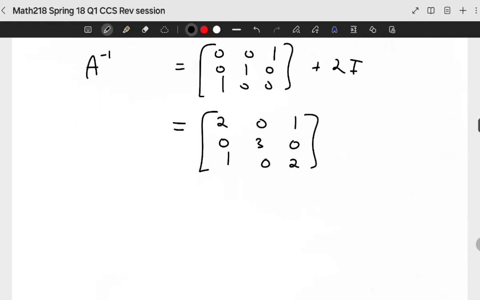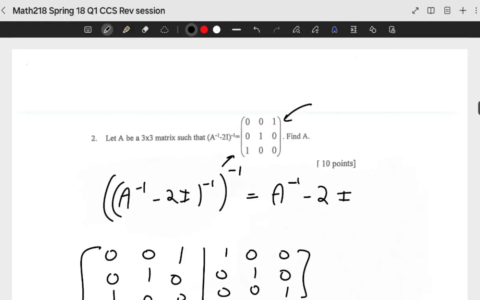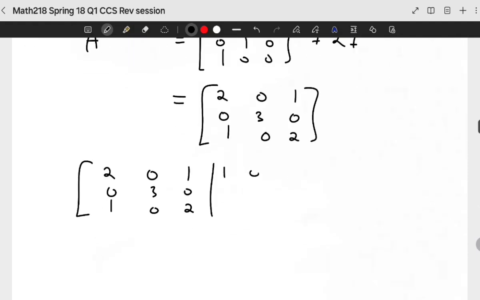And then to find A, the problem asks us to find A. So to find A, I would go through the same process again. So 2, 0, 1, 0, 3, 0, 1, 0, 2, and then with 1, 0, 0, 0, 1, 0, 0, 0, 1.